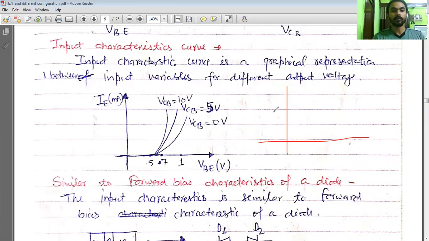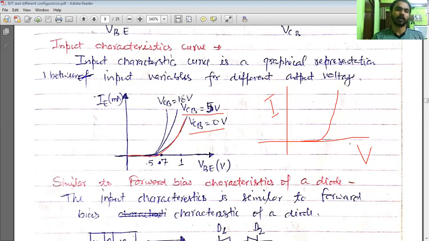If this is current, since it is forward bias, it should be in milliampere. This is voltage, and then we have this curve. If you remember the input voltage characteristic curve of the diode, you see this is exactly similar. So we have discussed this one easily.